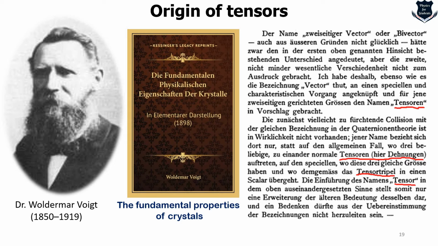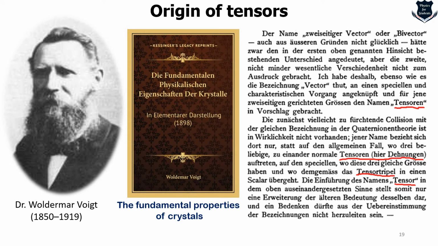Now this is the German original version of this book, The Fundamental Properties of Crystals, and you can see I have underlined those German words where the word tensor comes in. As you understand, Voigt's primary research focus was on the properties of crystals, especially their elastic and optical properties. He aimed to understand how crystals deform under stress and how these deformations relate to their internal structure. So in this paper Voigt used tensors to describe the elastic properties of crystals, which require considering how forces and deformations are transmitted through different directions within the material.